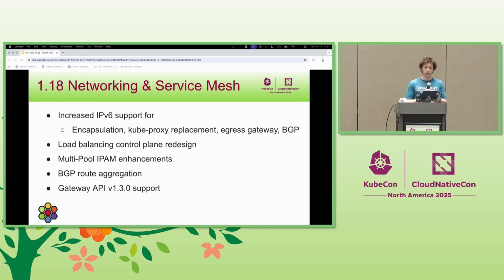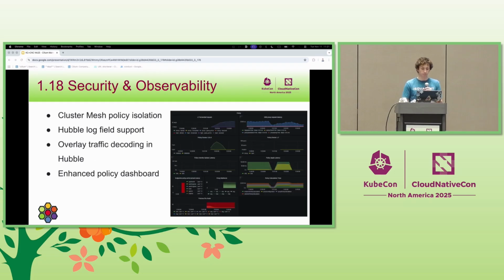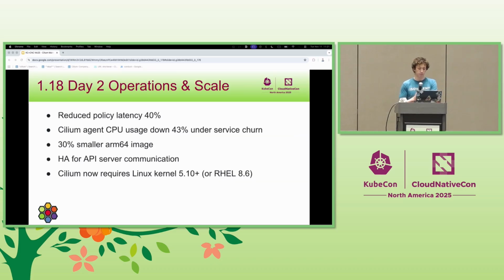There's a new load balancer control plane redesign, which helps with the scalability of Cilium, and enhancements to multi-pool IPAM, BGP route aggregation, and support for Gateway API version 1.3. On the security and observability side, Cluster Mesh has better policy isolation, there's Hubble log field support, and there's an enhanced policy dashboard to help understand what's going on in your cluster.